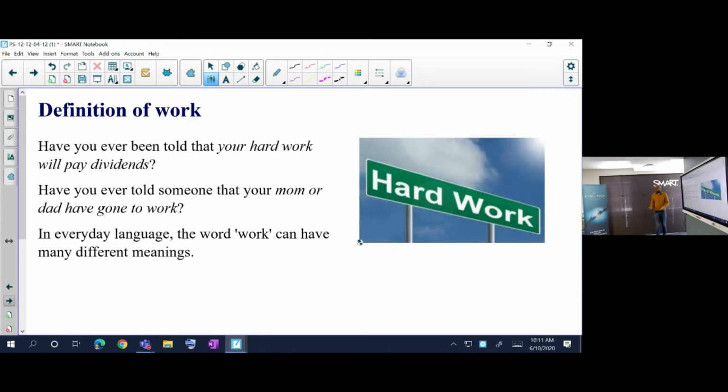All right. In everyday language, the word work can have many different meanings. Of course, earlier I talked about it, it's not new to us. Work is everywhere. But what I like in physical science is that whatever you do is work. You learn. When you are working, it's work. When you are pointing, moving around, it's also work. All right.